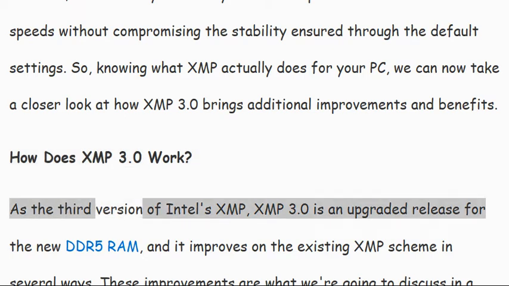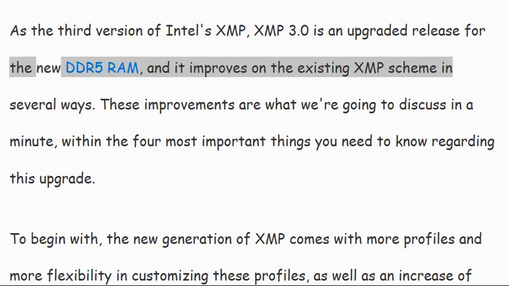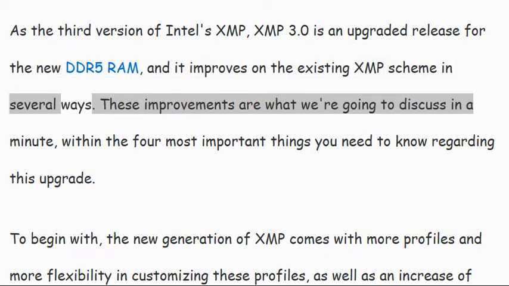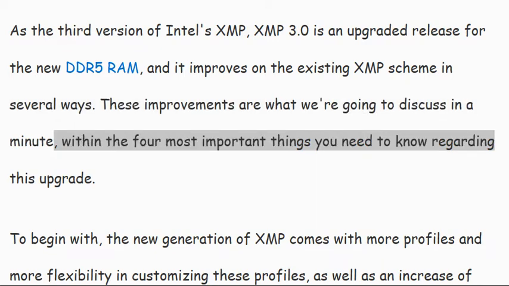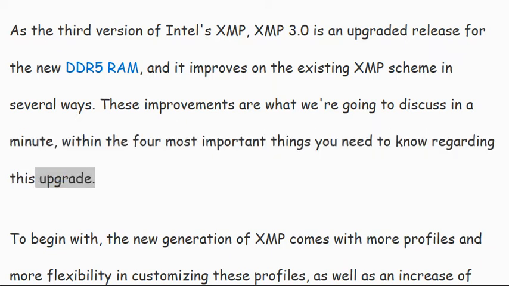As the third version of Intel's XMP, XMP 3.0 is an upgraded release for the new DDR5 RAM, and it improves on the existing XMP scheme in several ways. These improvements are what we are going to discuss in a minute, within the 4 most important things you need to know regarding this upgrade.